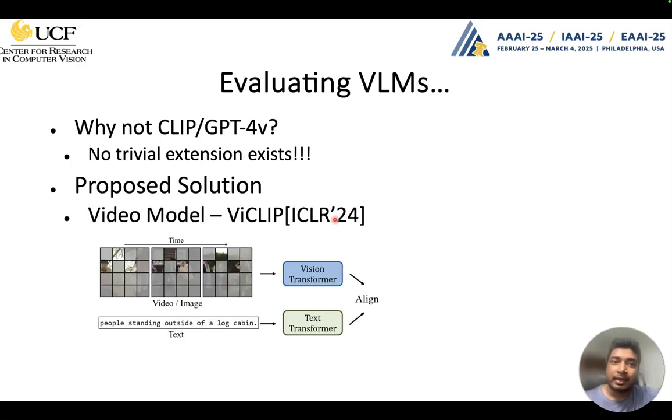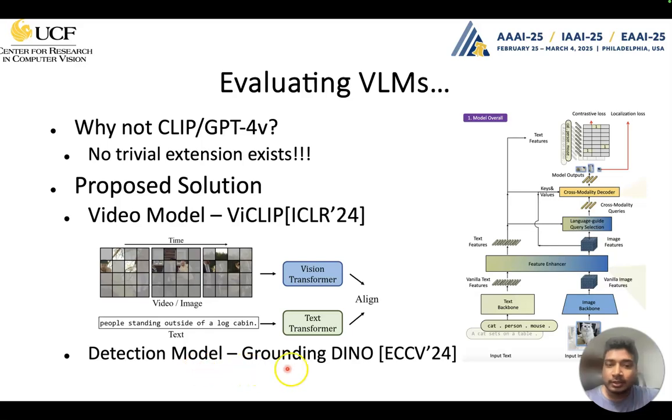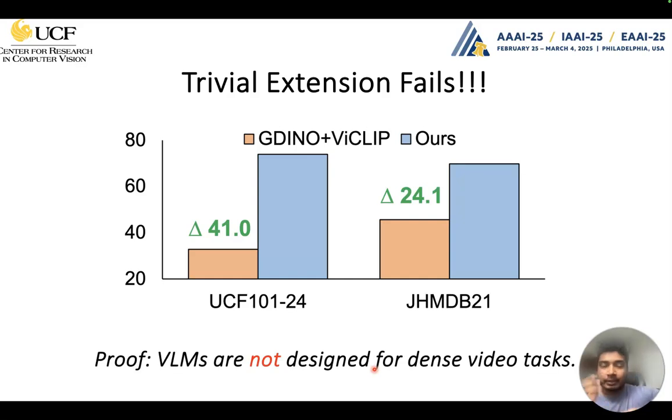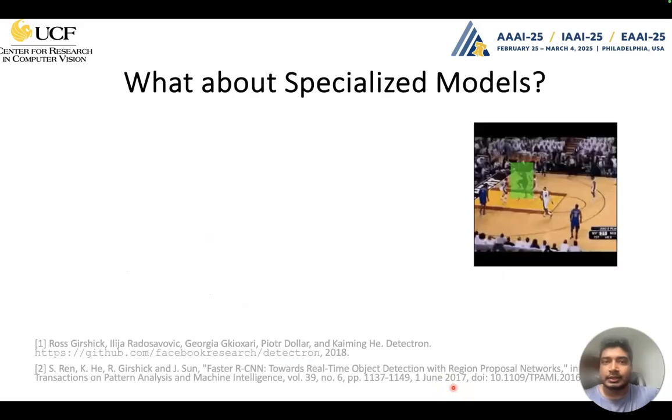So to propose a solution, we look into a video model called ViCLIP, which was published in ICLR 2024. The video model recognizes the action that is performed in the video, and then a detection model, Grounding DINO, which was published in ECCV 2024, detects the person in the video. Now, when we evaluated the combination of Grounding DINO plus ViCLIP, we saw that it fails terribly. So this proves that VLMs are still not designed for the dense video task.